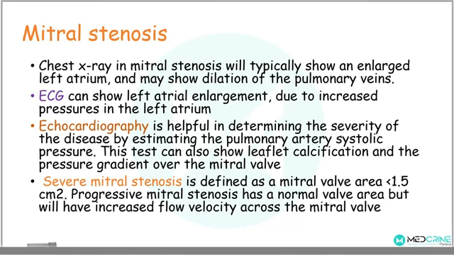So a severe mitral stenosis is usually defined as a mitral valve area of less than 1.5 centimeters squared. A progressive mitral stenosis has a normal valve area but will have an increased flow velocity across the mitral valve.